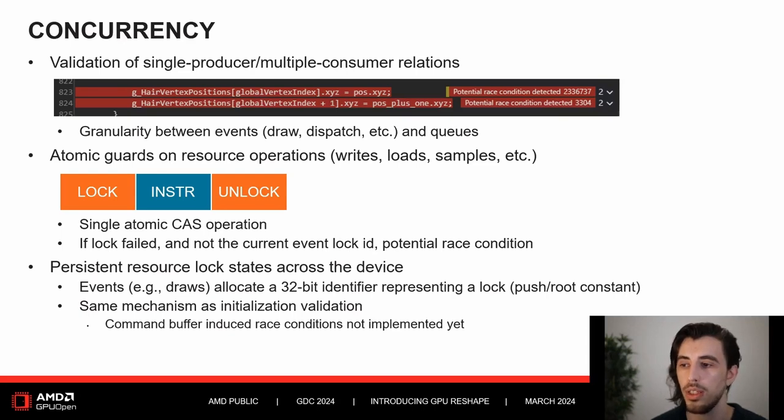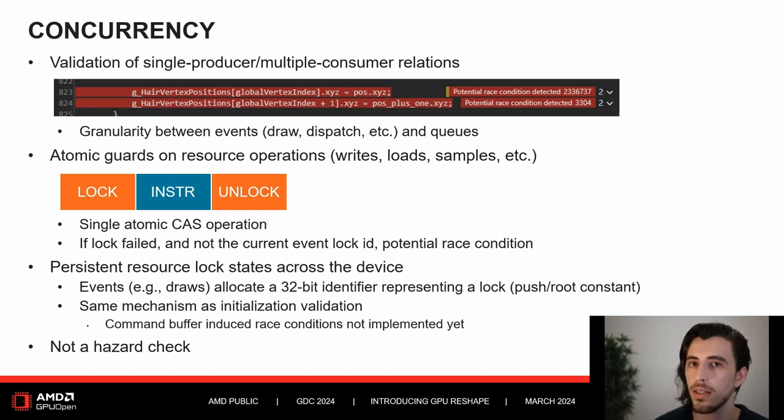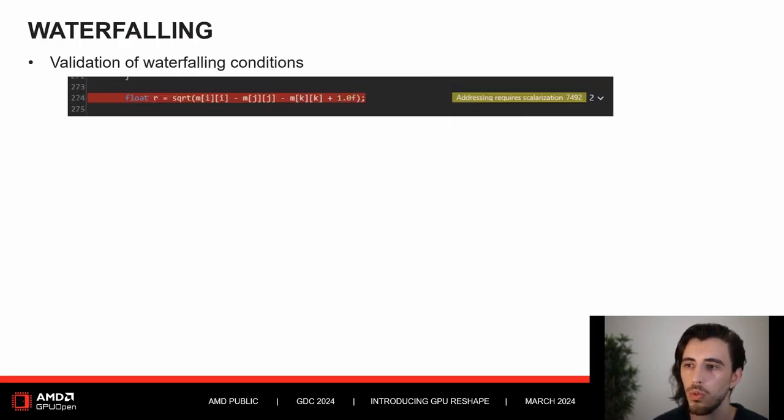Tracking this works the same way as initialization tracking. Basically a large buffer with the lock states indexed by the global resource ID. Each event gets a 32-bit identifier allocated to it that essentially represents the active lock. It is, however, very important to note that this is not a hazardous check. As with all other features, it reports what is actually happening. So once the descriptors are good, the data is valid, and it's probably thread safe.